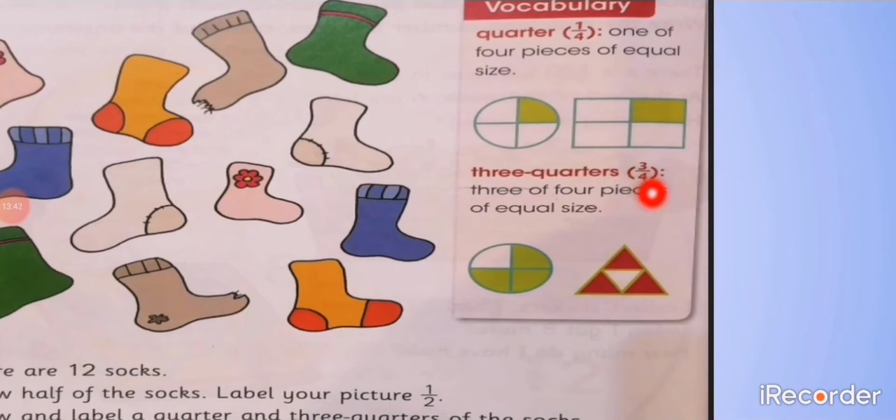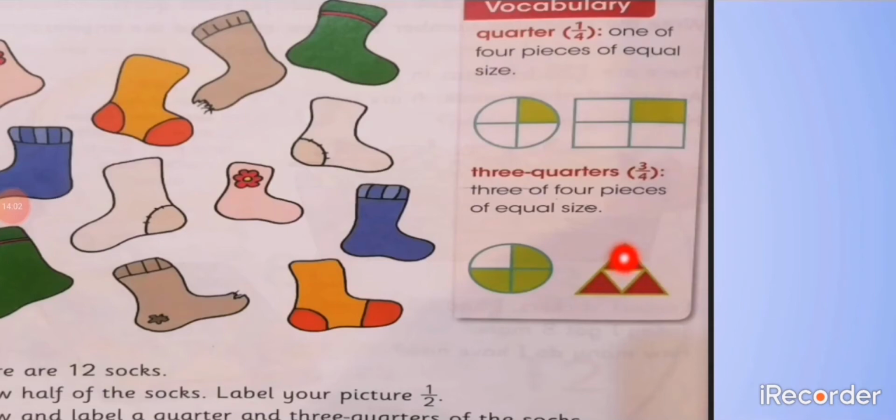3 quarters, 3 by 4. 3 of 4 pieces of equal sizes. You can see here is a circle, 1, 2, 3, 4 equal sizes, and 3 are colored. So total pieces are 4, and out of 4, 3 are colored. They are evenly divided. So we can say the fraction of the colored parts are 3 by 4 or 3/4.